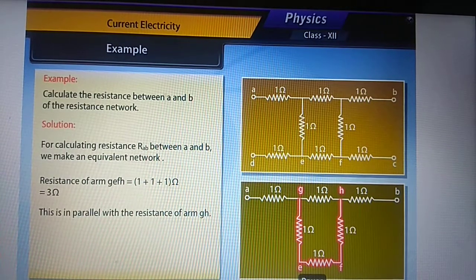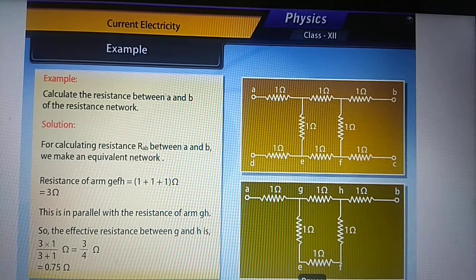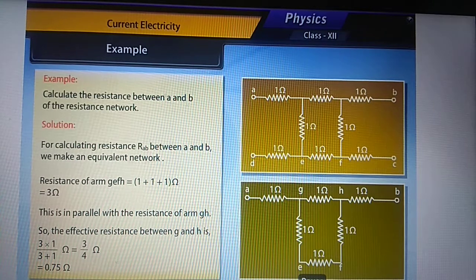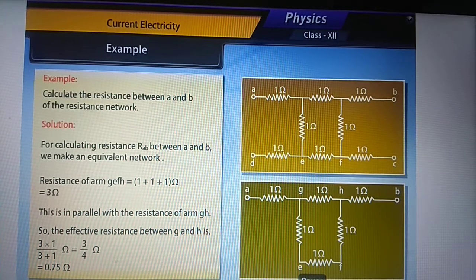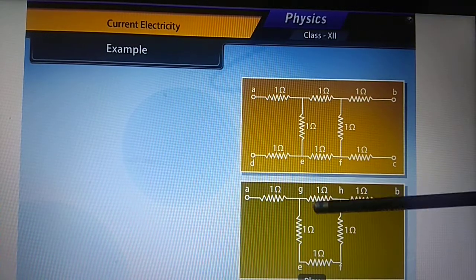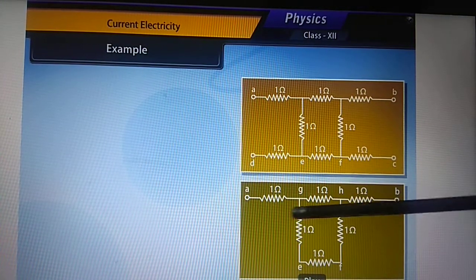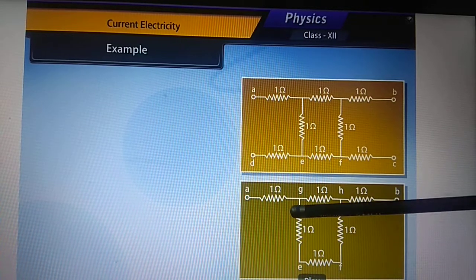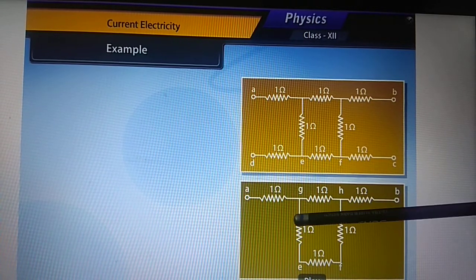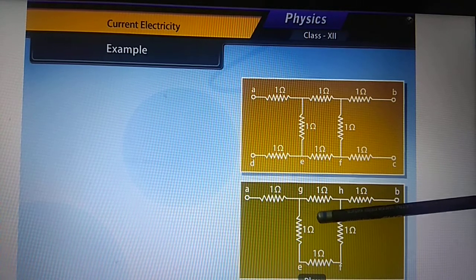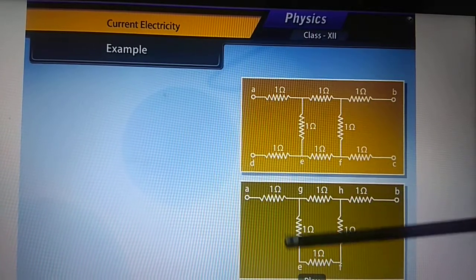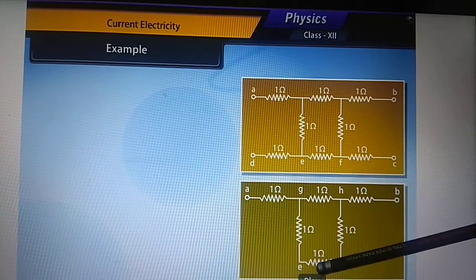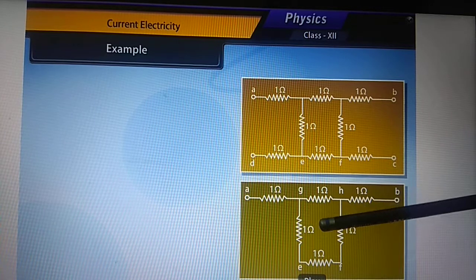This is in parallel with the resistance of arm GH. So the effective resistance between G and H is equal to 0.75 ohm. Now you can see that the resistance we just calculated for this came to 3 ohms. Now, in its place we take a combined resistance, that is 3 ohms, which is in parallel with this. So the combined parallel resistance of this and this is calculated as 0.75.